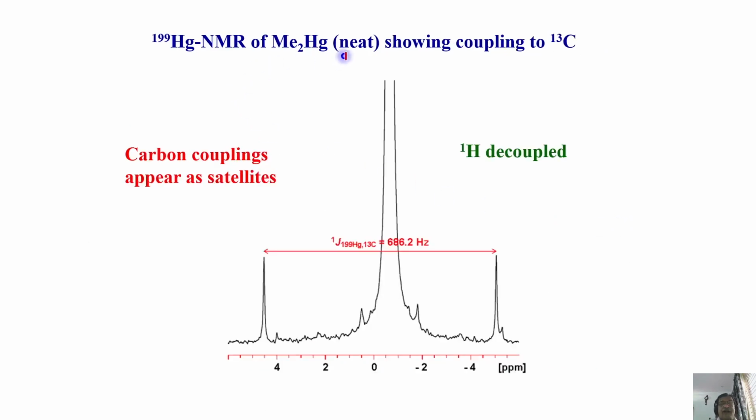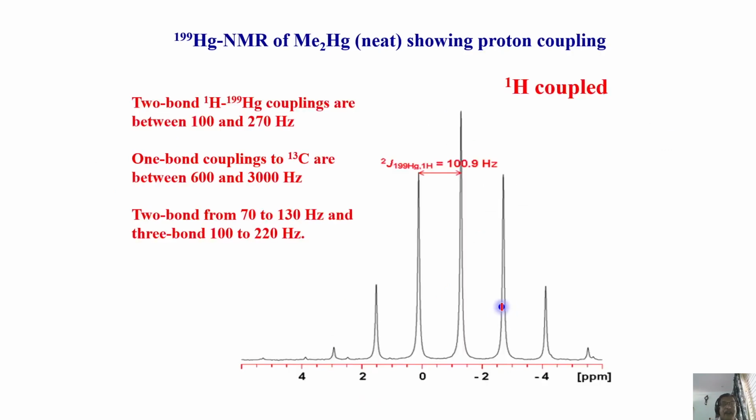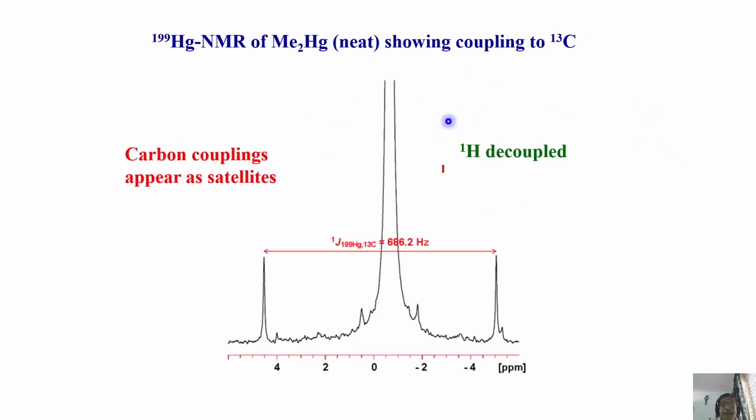And in the same mercury NMR, you can see mercury-199. These are the proton couplings. Now, if you do the decoupling of protons, we can see carbon satellites. Another interesting thing, look at this one. Here, mercury NMR proton coupled. Here we decouple protons, no proton coupling. So in principle, it must be a singlet.